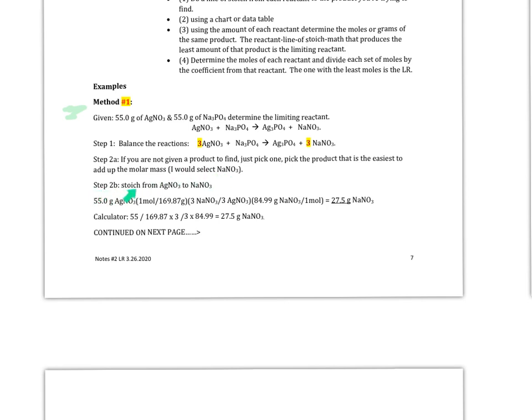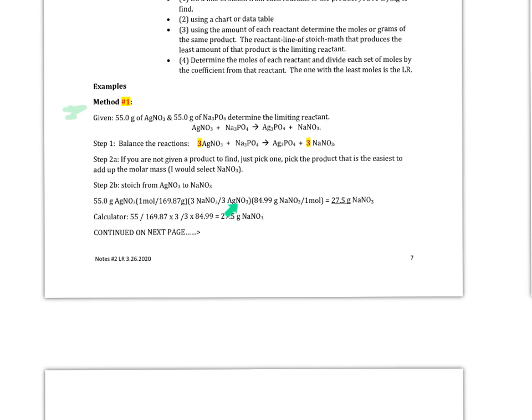So step 2B, do stoich from AgNO3 to NaNO3. So we'll start with 55 grams of AgNO3. We'll change it from grams to moles. That 169 number is from the periodic table: an Ag, an N, and 3 O's. Then we do the mole ratio, and these are the coefficients in front of those compounds in the balanced equation. So there's 3 NaNO3s, that's where that came from, and 3 AgNO3s.